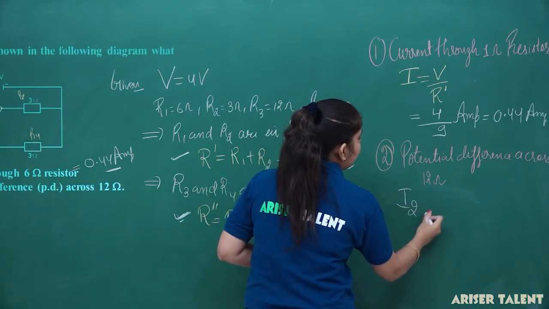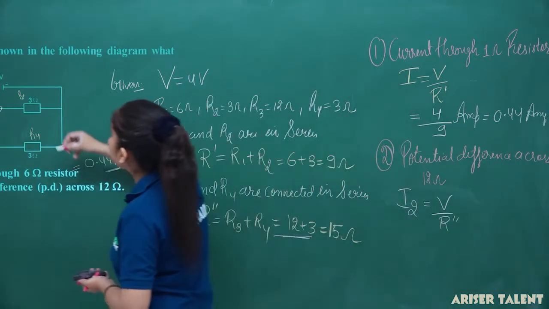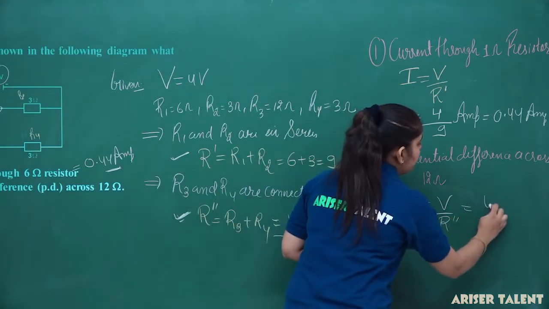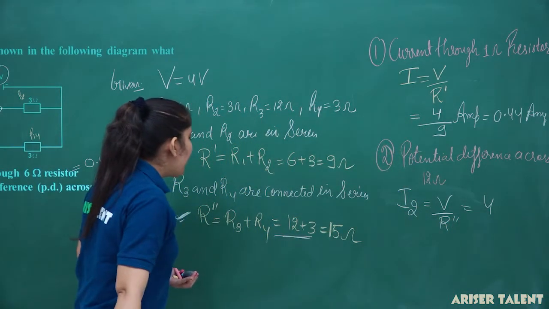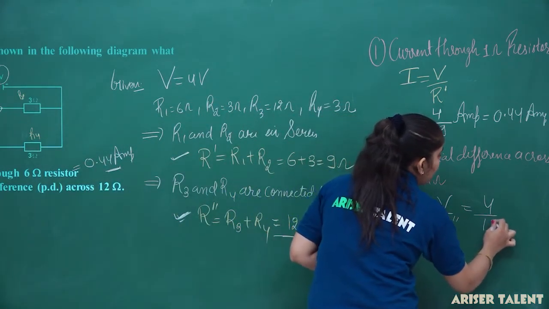The current in the second part will be calculated as V upon R double dash. Now what is the voltage here? Voltage here is 4 volt. So this is our 4 volt, and what is the value of R double dash? It is 15 ohm. So I can write it as 4 upon 15 ampere.